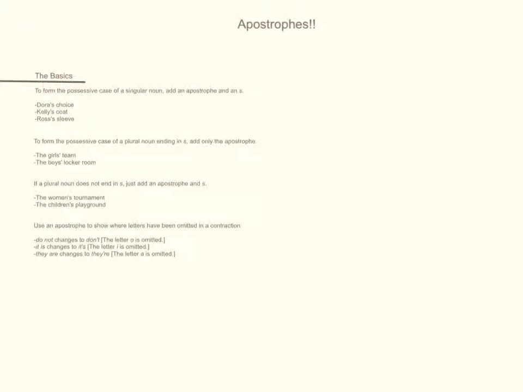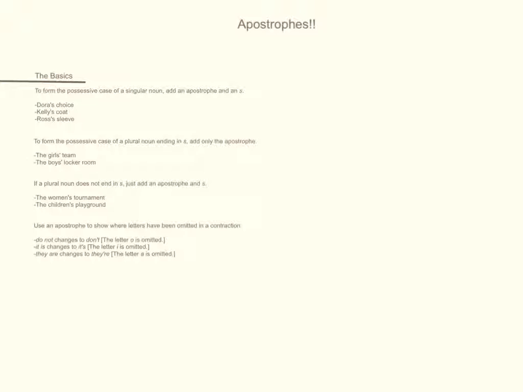If you want to form the possessive case of a singular noun, you just add an apostrophe and an S. Let's see, here's my lightsaber. See this? Dora's choice, Kelly's coat, Ross's sleeve. Pretty straightforward, right? If you want to form the possessive case of a plural noun ending in S, you only add the apostrophe. So if the noun is plural, you just add an apostrophe. See? The girls' team, the boys' locker room, just an apostrophe.